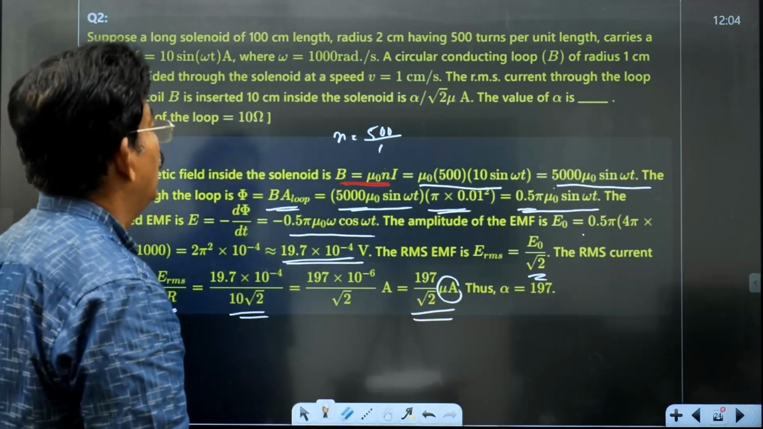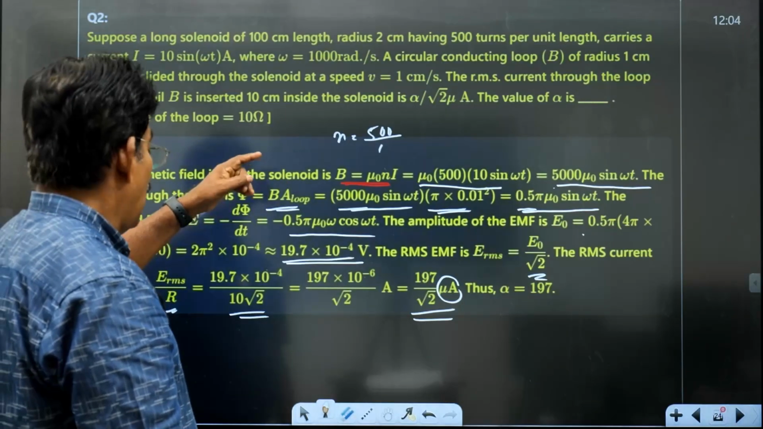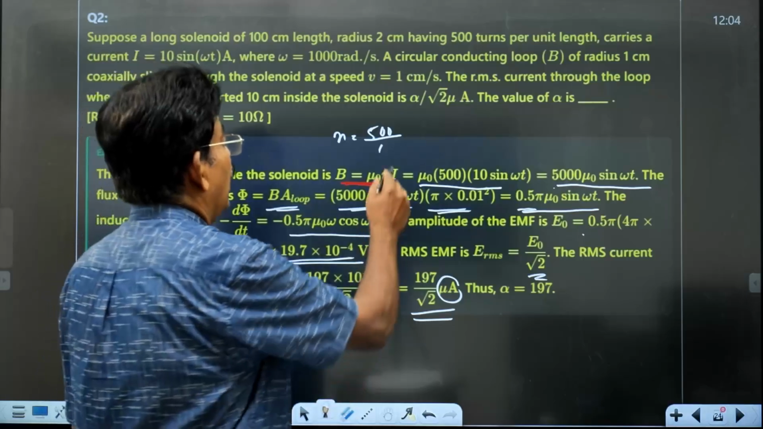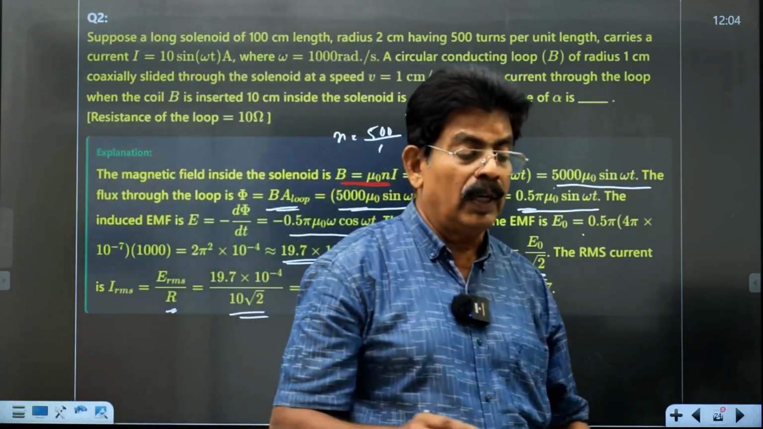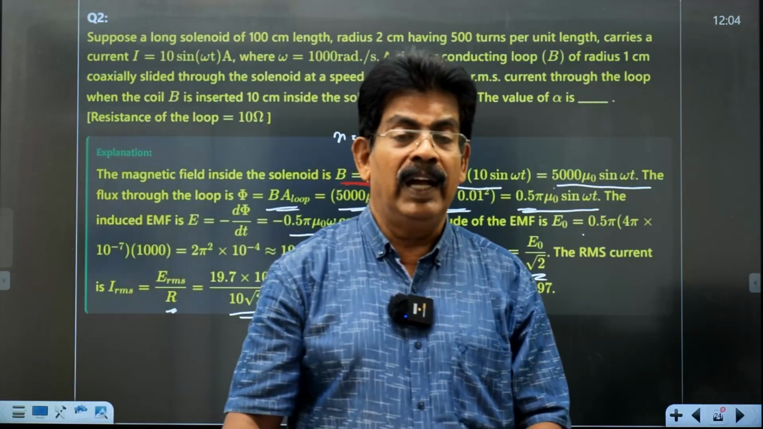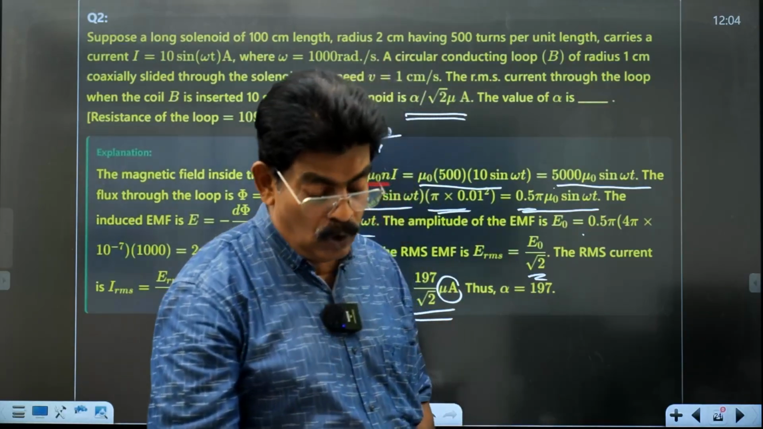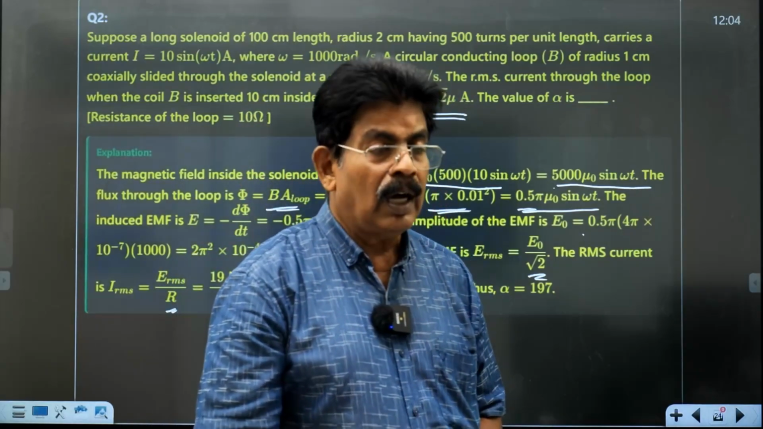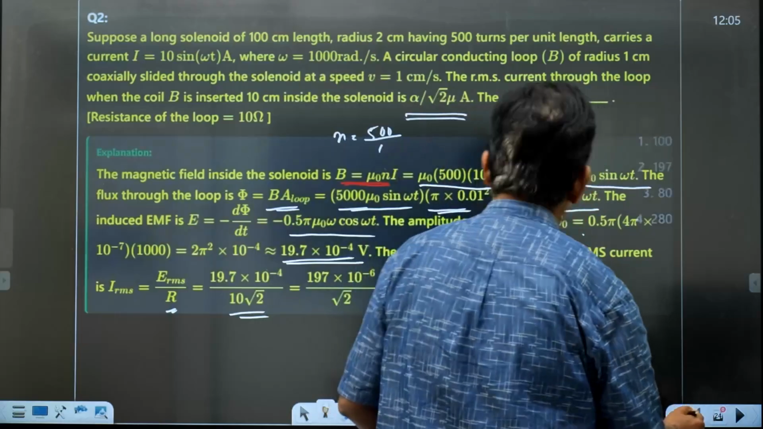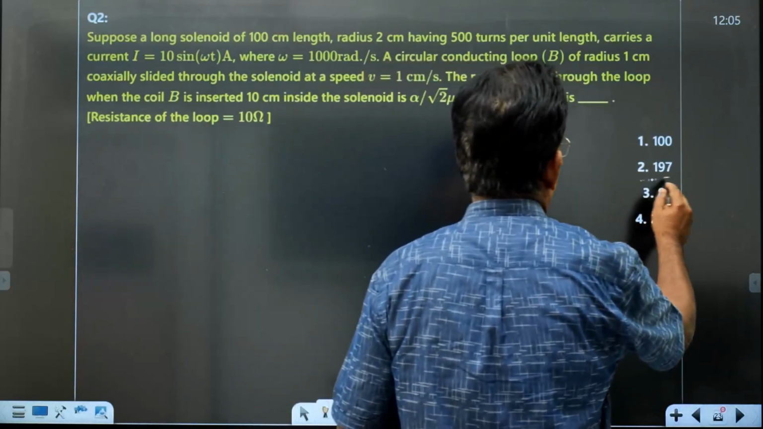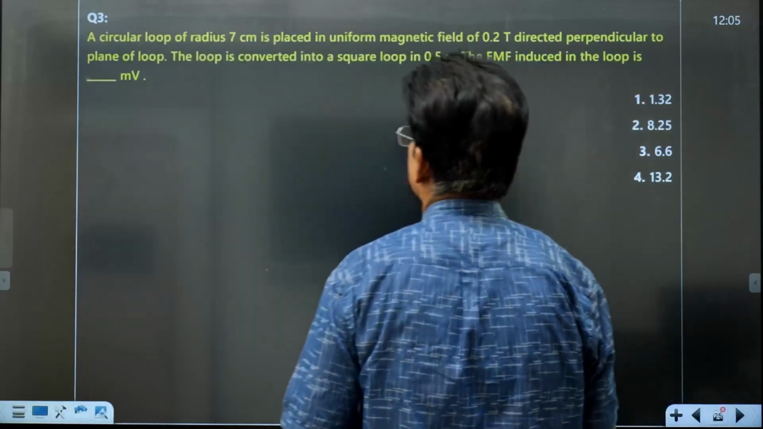And it is given that the RMS value of current is given by alpha divided by root 2 microampere. And here we got 197 by root 2 microampere. So in place of that, alpha is 197. In your question option, I will go to the question to make it clear. Yes, 197 is the B option. Correct. Now coming to the next question.